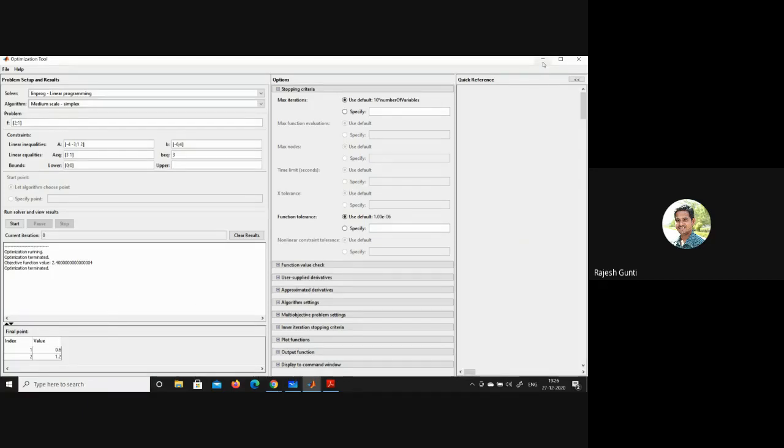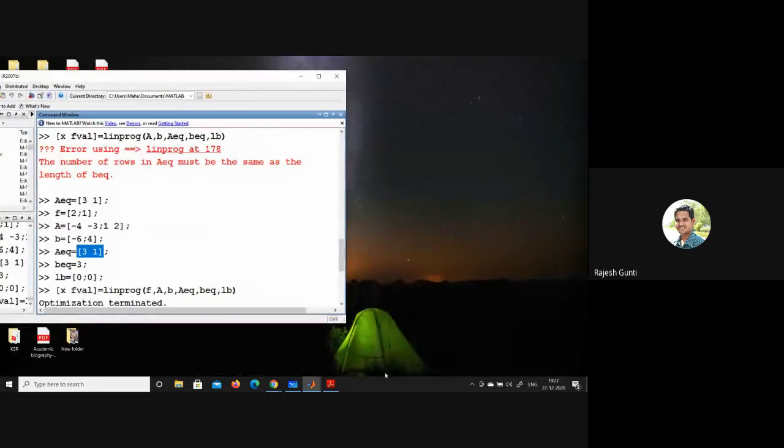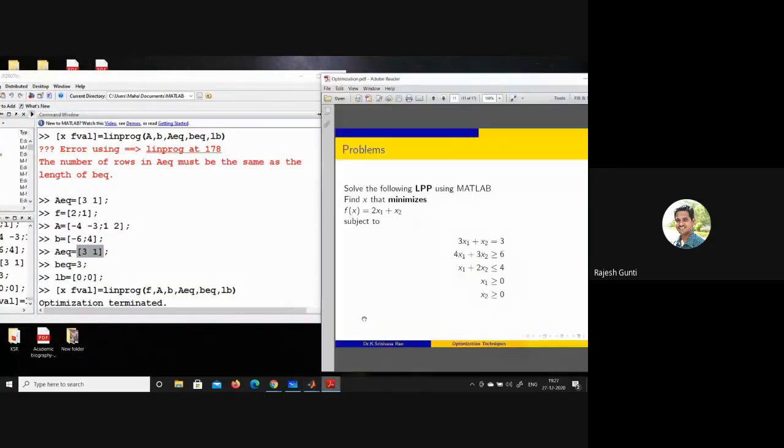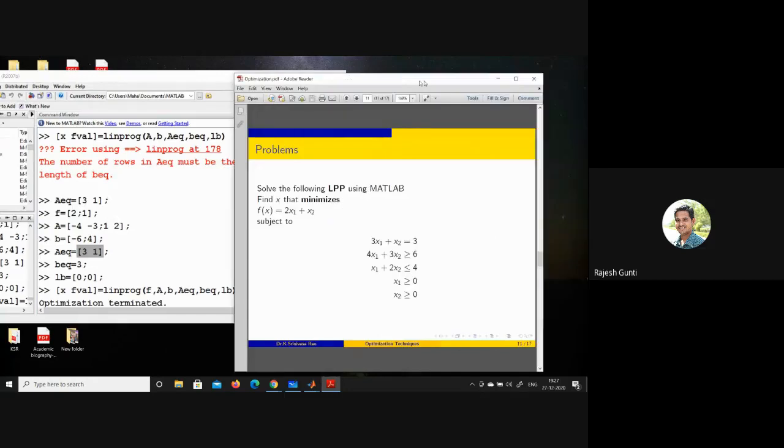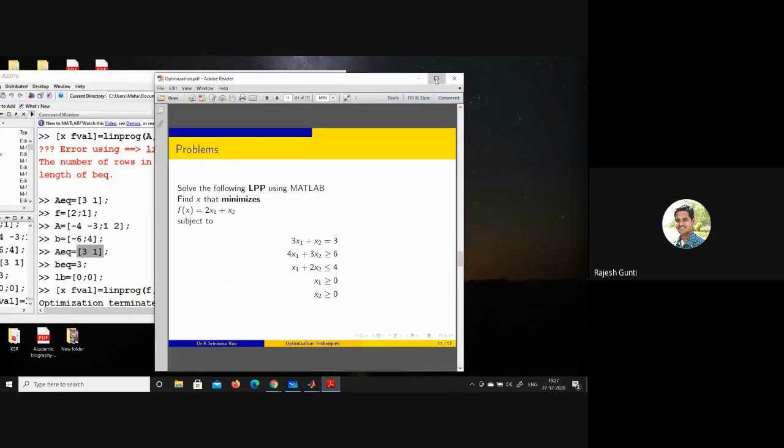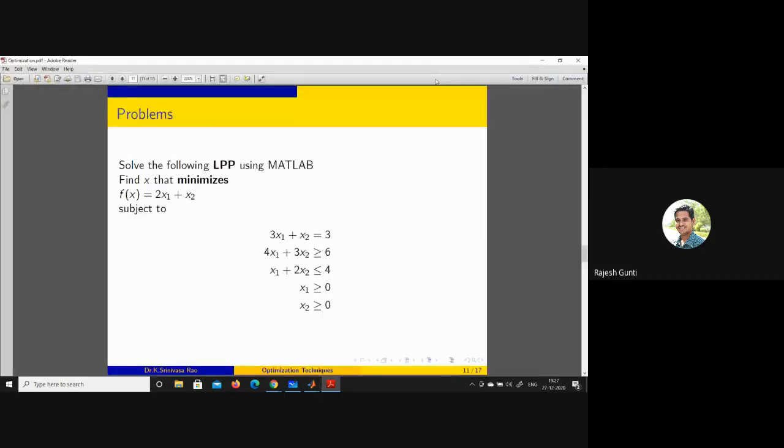Like this, we can solve optimization problems using linear programming. I am considering only LPP, linear programming problems. If you have any doubts, you can ask.